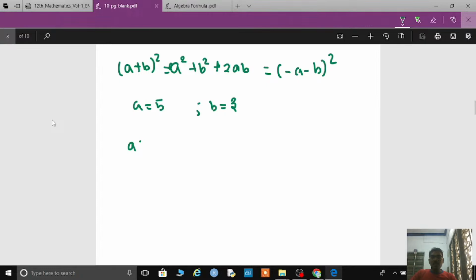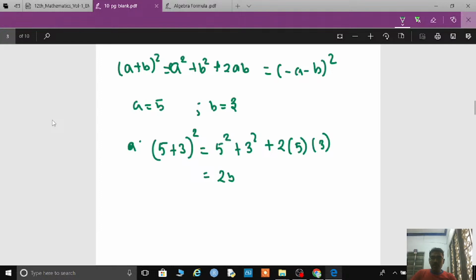So a plus b the whole square means here I want to replace a is equal to 5 and b is equal to 3. So 5 plus 3 the whole square. I replace it with the relevant formula: 5 square plus 3 square plus 2 into 5 into 3. 5 square means 25, plus 3 square is 9, plus 2 into 5 is 10, 10 threes are 30. By adding these numbers we obtain the result. What is the result? 25 plus 9 is 34, and 34 plus 30 is nothing but 64.